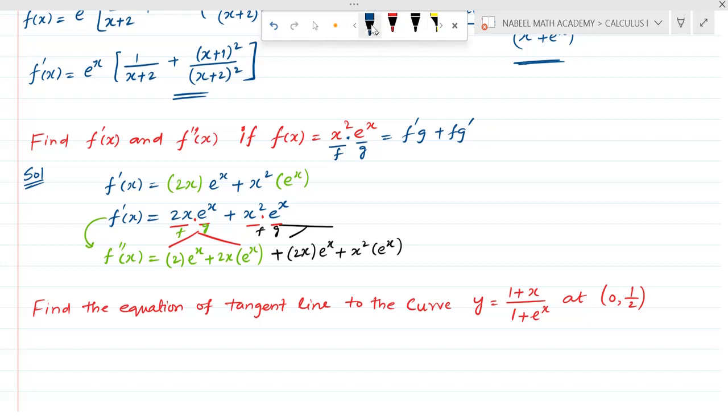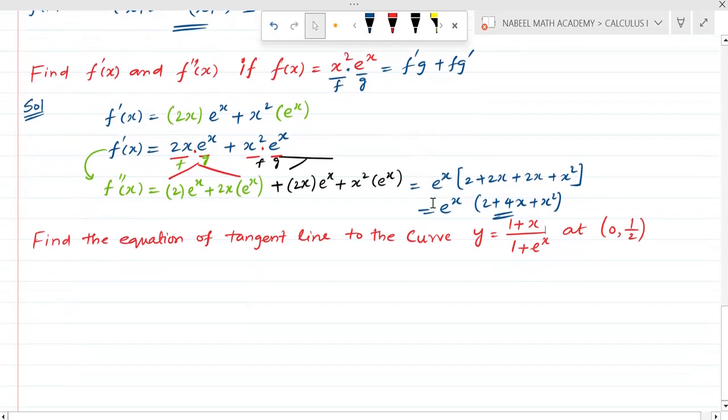If you want to take a common factor, you can take it common here. What is the common factor here? E to the power x, and then here we have 2 plus 2x plus 2x plus x square. So it is equal to e power x times 2 plus 4x plus x square. Or otherwise you can take a common factor here itself and simplify. In both cases you will get the same solution.